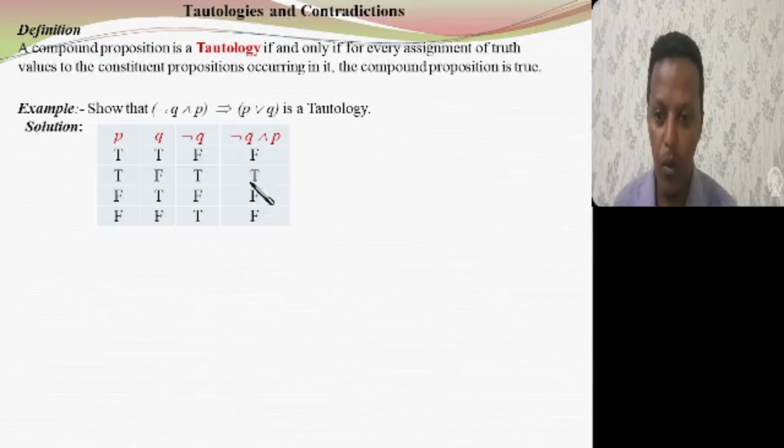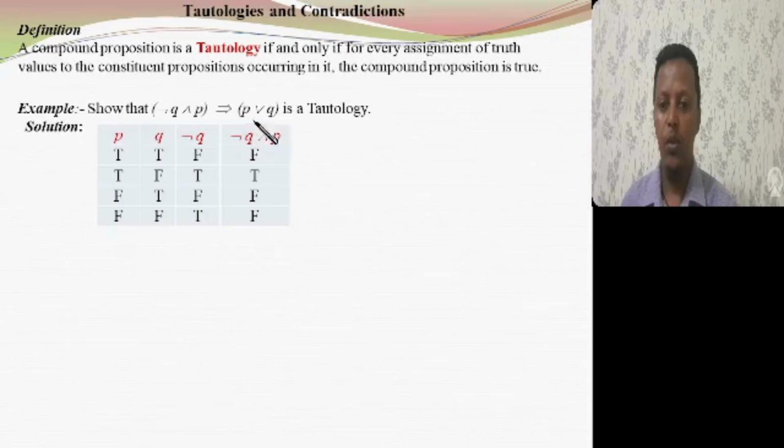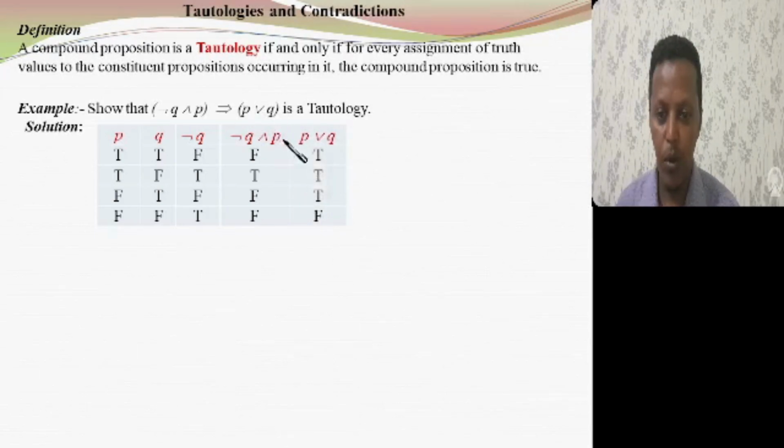So for the fourth column, we apply the rule of what? Conjunction. And for the fifth, let's take P or Q. The rule of disjunction: if both are false, it is false, otherwise it is true. P and Q both false, false or false is false, otherwise it is what? True.